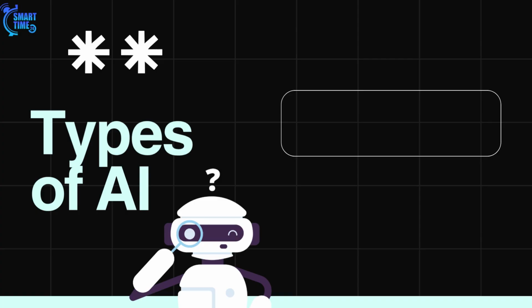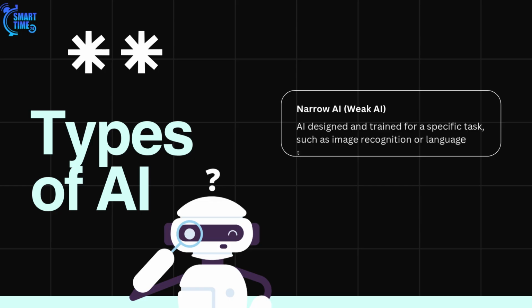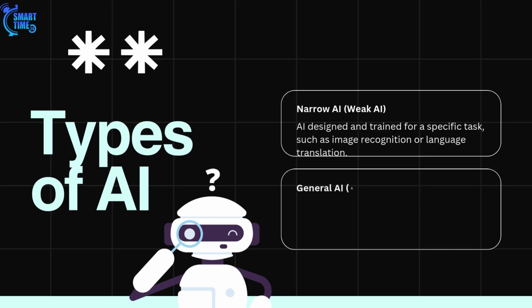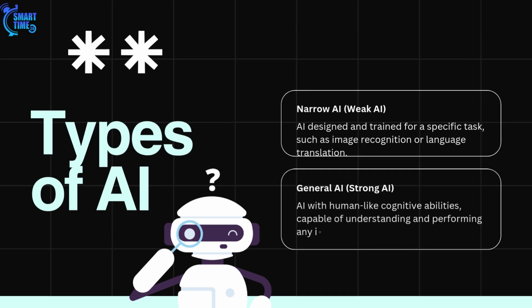Types of AI: narrow AI, weak AI. AI designed and trained for a specific task, such as image recognition or language translation. General AI, strong AI. AI with human-like cognitive abilities, capable of understanding and performing any intellectual task that a human can.